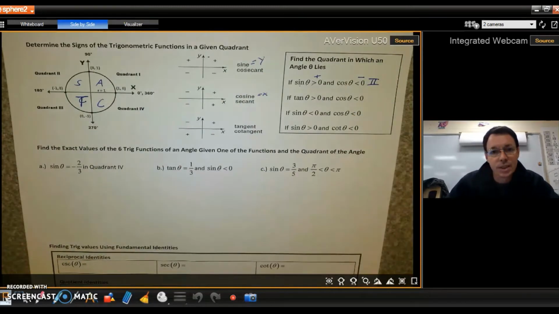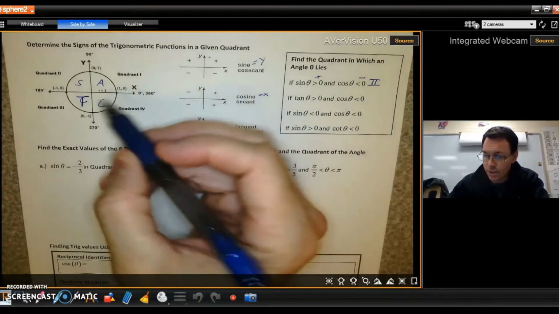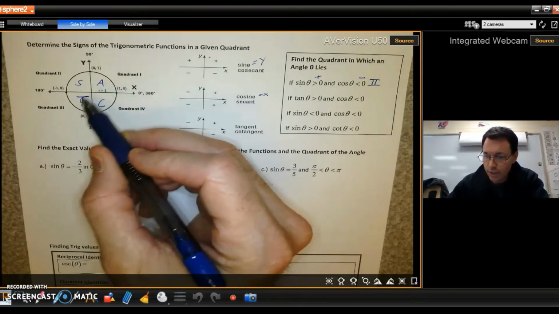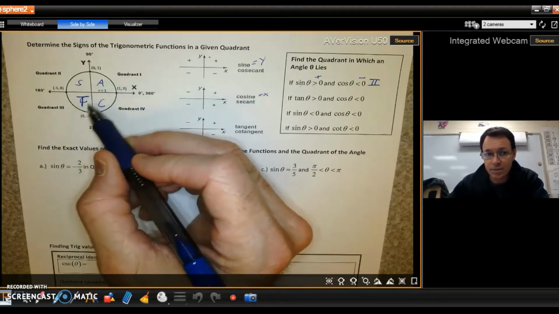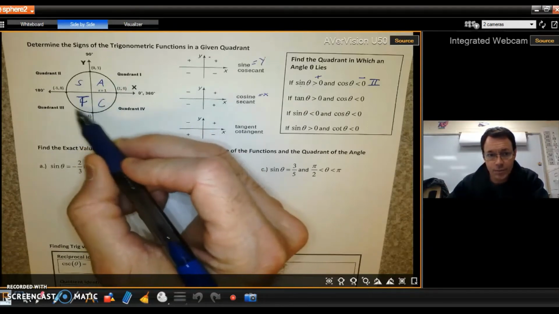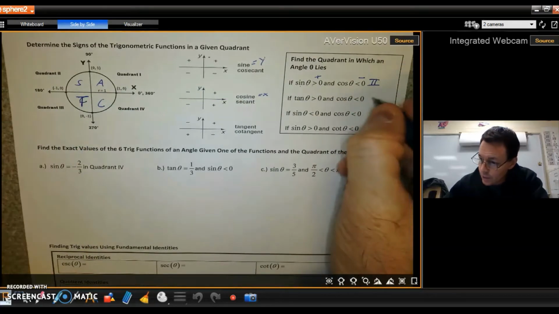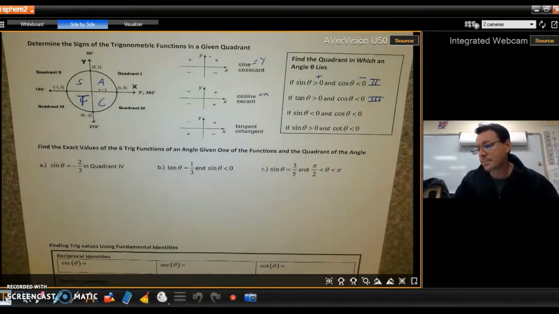Okay, look at the next one. If tangent is greater than 0 and cosine is less than 0, what quadrant are you in? So knowing that the tangent is greater than 0 puts you in one of these 2, but then as soon as I tell you that cosine is negative, you've got to be in this one. This is where cosine is negative. So we are in quadrant 3.